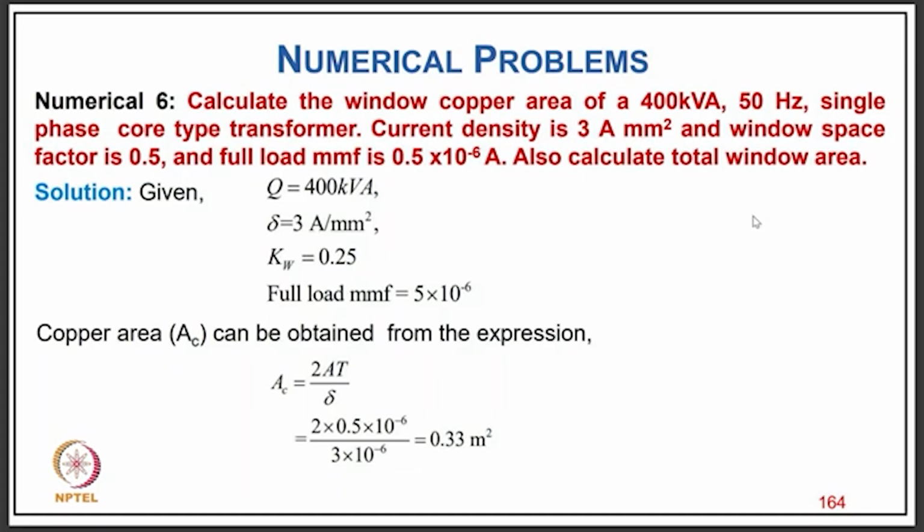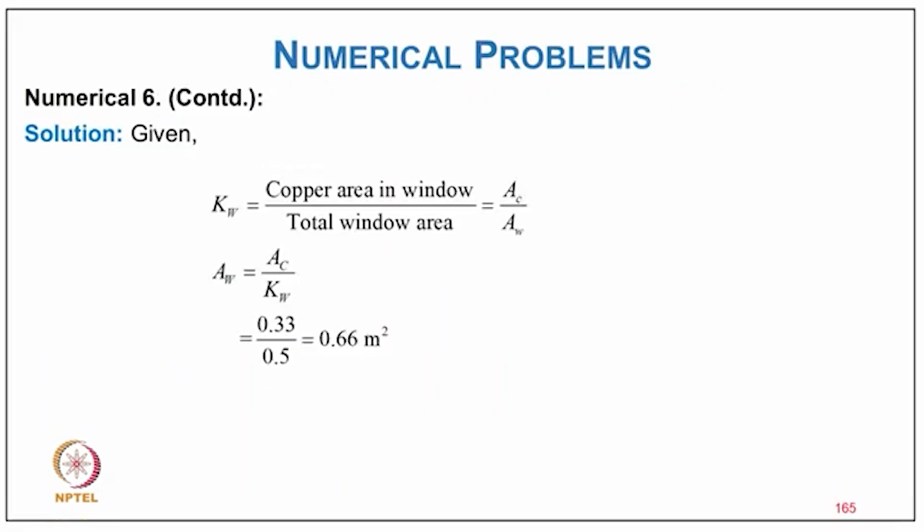So given here Q equal to 400 kVA, sigma equal to 3 ampere per millimeter square, Kw is 0.25, full load MMF is 5 into 10 power minus 6. The copper area can be calculated, Ac equal to 280 upon sigma, so putting in the value it comes 0.33 meter square, and Kw is Ac upon Aw, putting in the value it comes like 0.66 meter square.